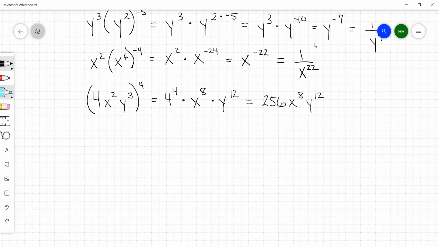All right, let's take a look at n to the 1/2 raised to the 10th, times 4mn to the negative 2/3, all raised to the 3rd power.